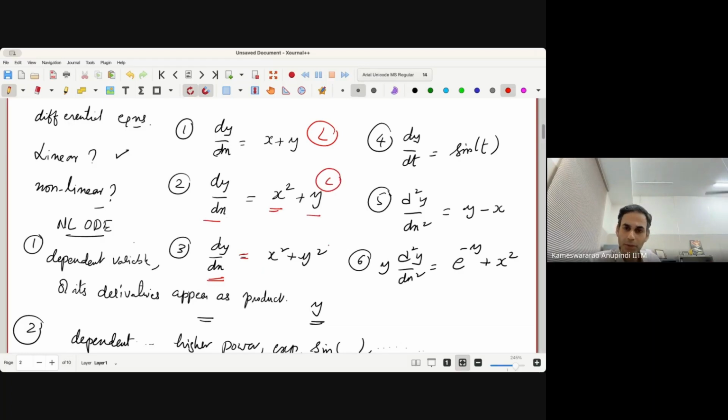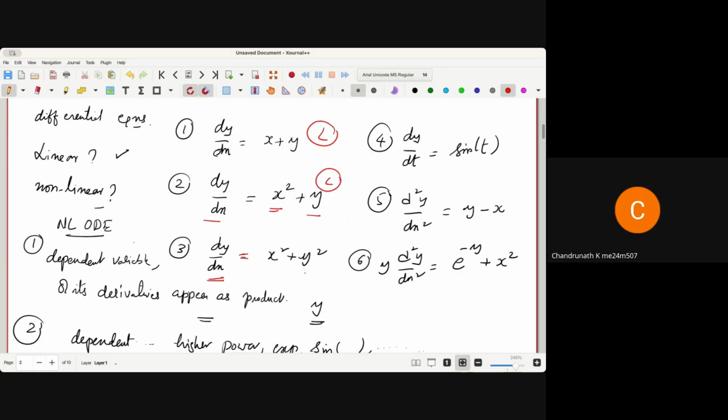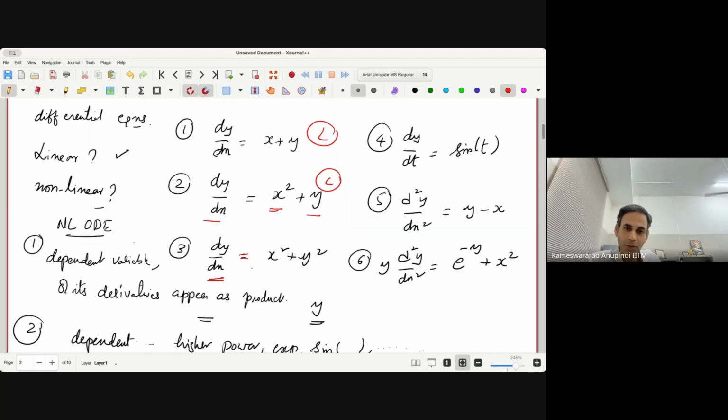What about the third equation? This is not linear. Why is it not linear? It is non-linear because you have a y squared term, right? So this is nonlinear because the dependent variable is what you are trying to calculate, and you are multiplying y with itself. So this is a nonlinear ordinary differential equation. Okay. What about the fourth equation?